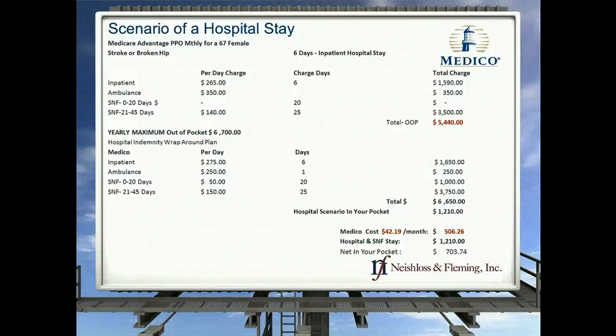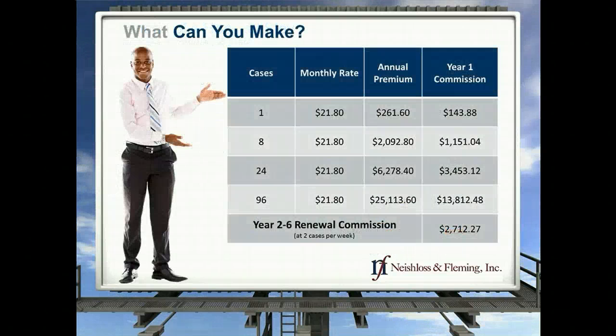For that consumer, even accounting for the $506 in premium costs for the whole year, this whole extravaganza that they've gone through between the hospital stay, the ambulance, the skilled nursing facility rehab, with having this Medico hospital indemnity plan in place, they would net out ahead $700. Now, I don't know that anyone wants to break their hip and spend 45 days in a nursing facility to make $700. But what a relief to this consumer that instead of being out of pocket $5,400, they are actually $700 ahead. So that's something to keep in mind as a reason why someone would want to build this type of product to be able to cover their needs.